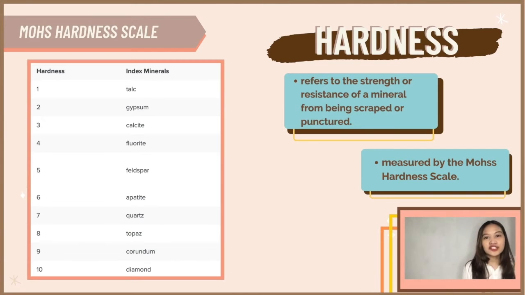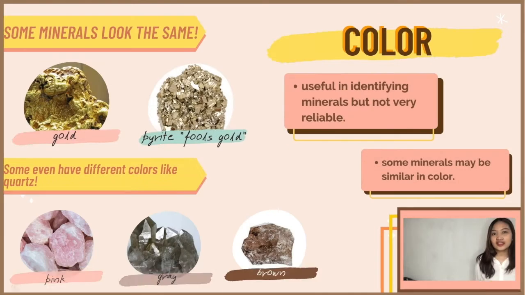The next factor is hardness. Surely, it is quite simple to understand by its name. In terms of identification though, it refers to the strength or resistance of a mineral from being scraped or punctured. If we look at the presentation, we will see the Mohs hardness scale. The scale is based on 10 reference minerals, from talc being 1 at the softest and diamond being 10 at the hardest. With this scale, we are able to test the hardness of a mineral. For example, if a mineral can scratch apatite but quartz scratches it, we know that its hardness is between 6 and 7. The last factor is color.